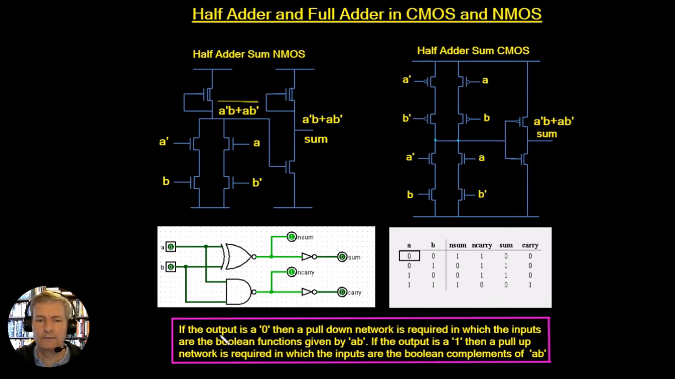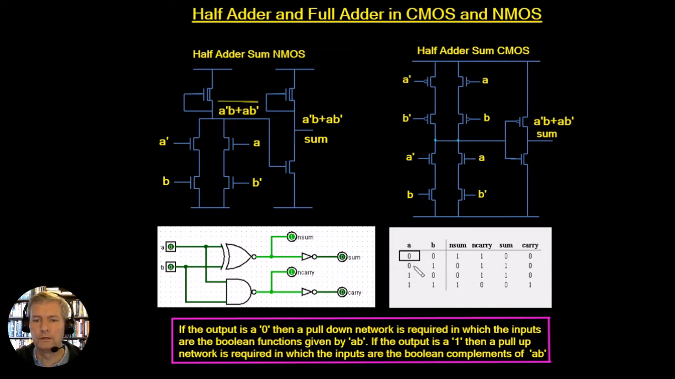In the case of the pull down network, although we've already talked about it, we'll see how we can generate it directly from the truth table. If the output is a 0, then the pull down network is required, in which the inputs are going to be the Boolean functions given by our A's and B's. So let's put that into practice. The output here is the not sum we're dealing with. So the output is a value of 0. That's here and here.